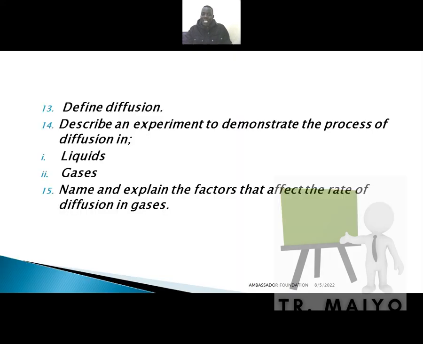So it's the end. Question 15 was the end. Name and explain the factors that affect the rate of diffusion in gases. Those are the things that you need to work with.